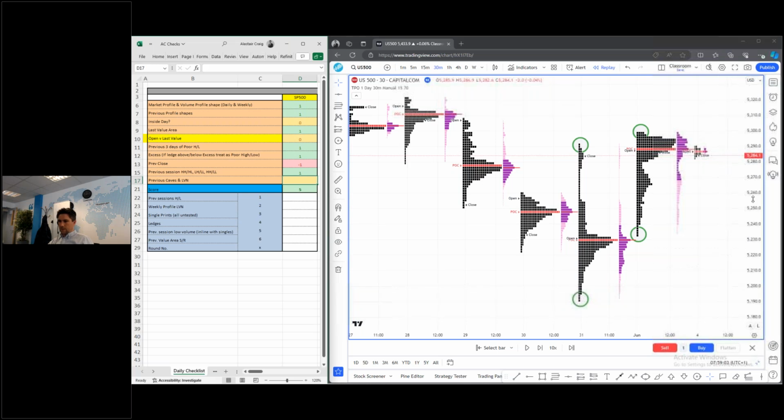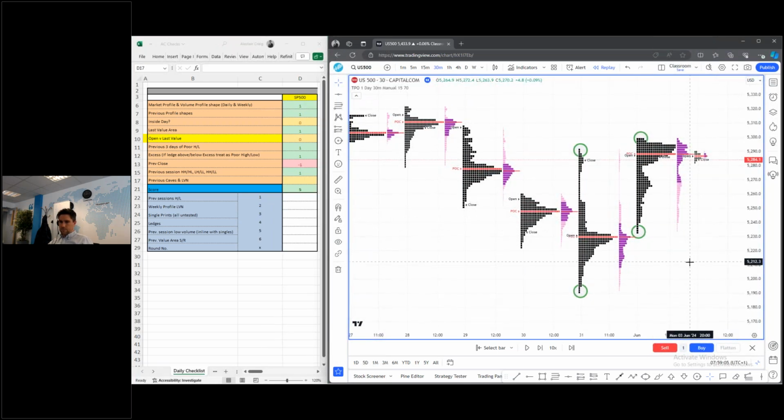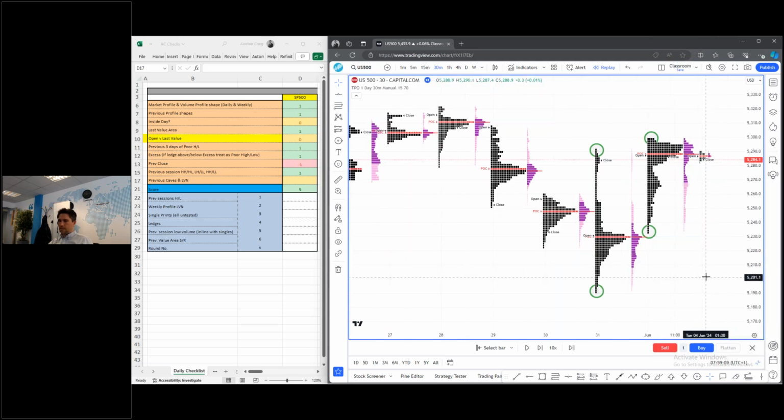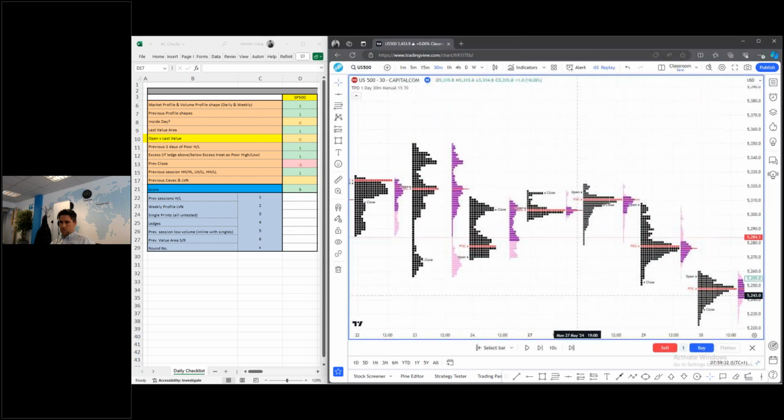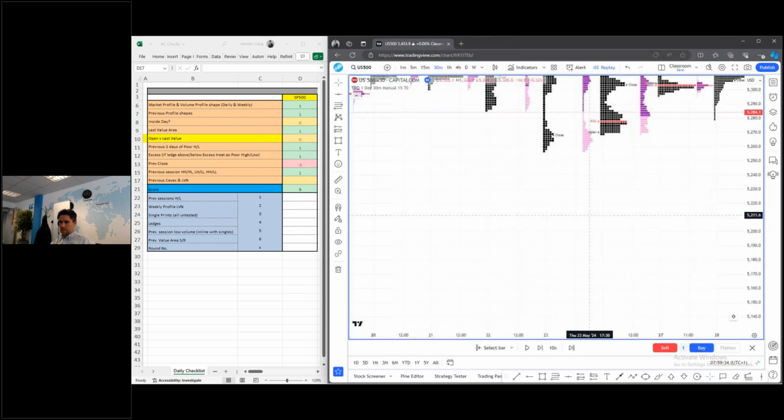The last check on here from the profiles perspective is previous caves and low volume nodes. Okay, now we're going to make the assumption that areas of low volume and caves or single print areas such as this are going to go on to be filled. Now this single print area, this low volume area, has been filled in already. The very next day we traded up through it and filled it in. So that's been resolved. So I'm looking at areas through the chart where I've got those single prints and areas that need to be filled.